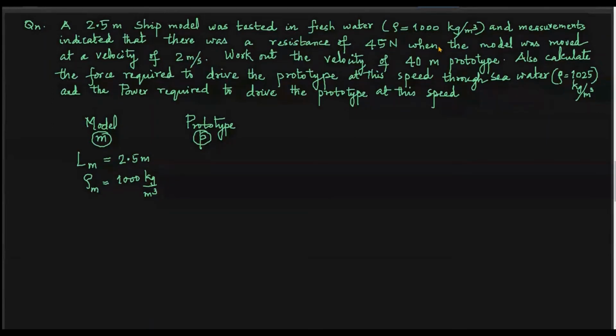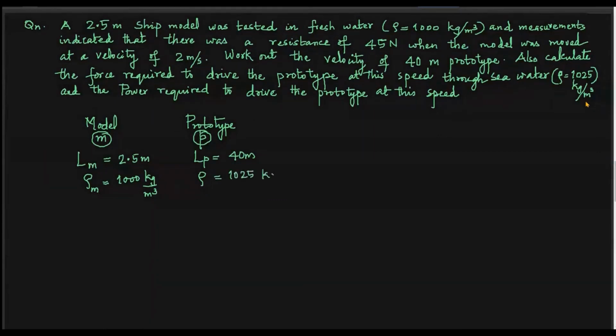Now the ship. It's given that there is a 40 meter prototype, and you have to find out its velocity. So LP, the length of the prototype, the actual ship under consideration, is 40 meters. We'll solve it fast. Finally, the ship has to be operated in seawater, so the prototype is moving in seawater, where the density is 1025. When you consider the prototype side, the density of the fluid will be the density of seawater, which is equal to 1025.